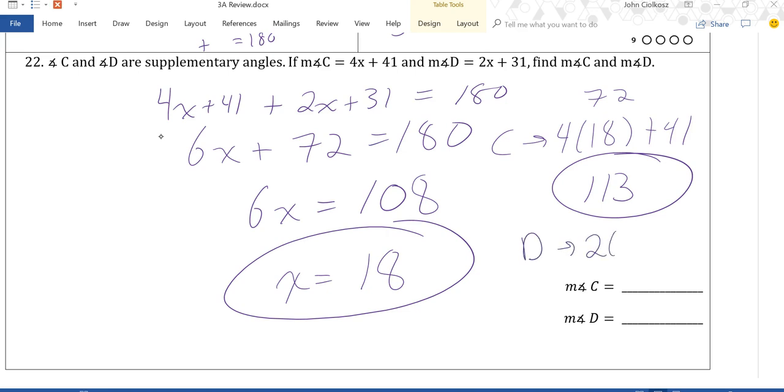We have 2 times 18 plus 31. So 2 times 18 gives me 36. 36 plus 31 gives us 67. So for C, we had 113, and here we are at 67.